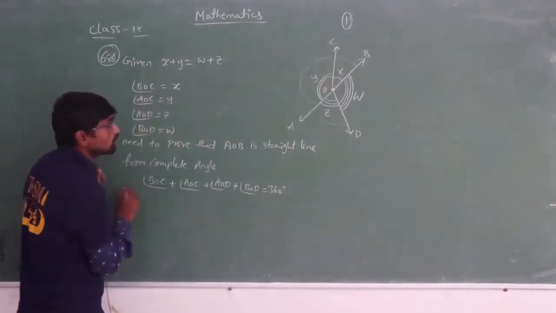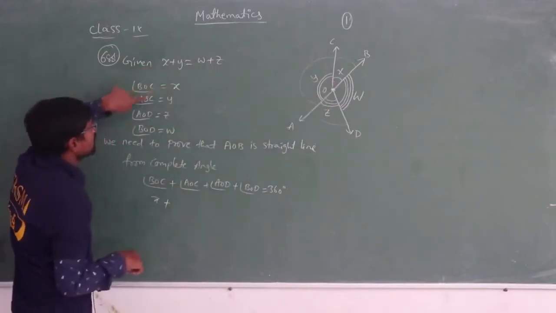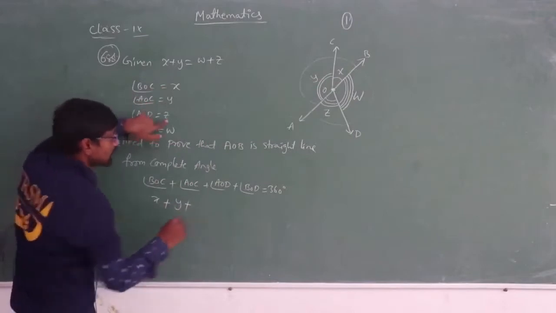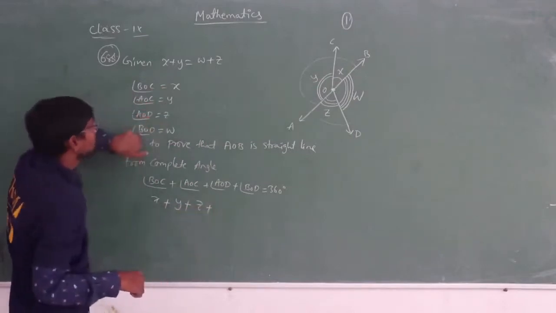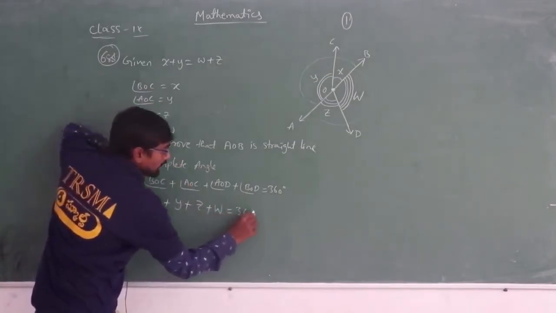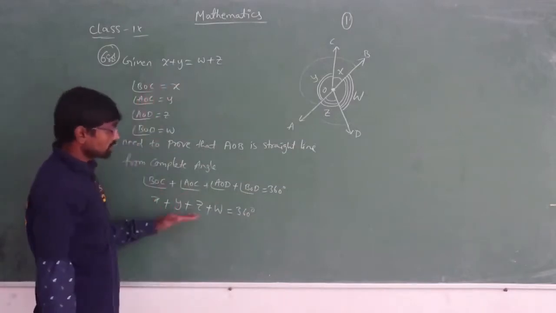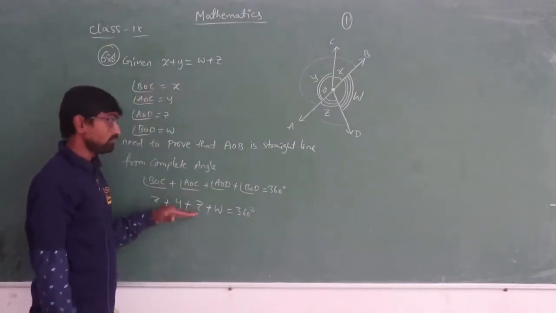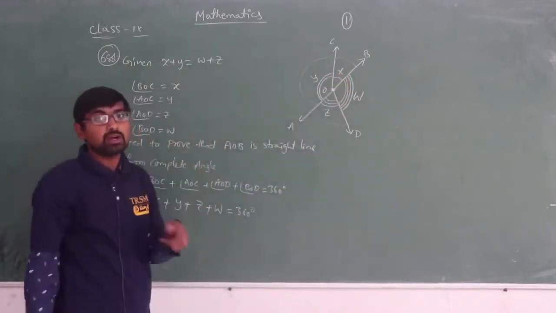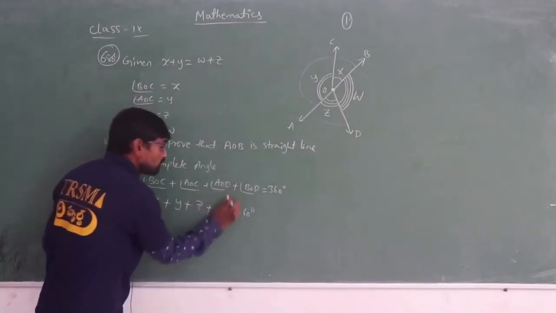Now what is BOC? BOC is represented as X, plus AOC is represented as Y, plus AOD is represented as Z, plus BOD is represented as W, is equal to 360 degrees. Now what we need to do? Coming back to the question, here we have solved that the sum of all these angles will be 360 degrees. Why? Because it is forming a complete angle. So till here we have got this.